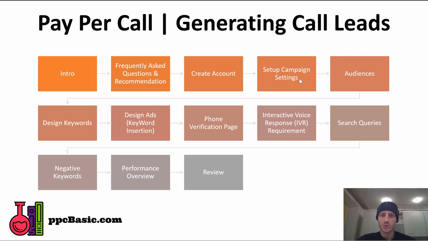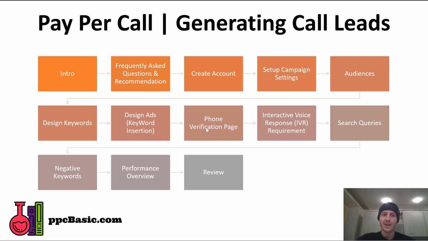We created an account. We set up our campaign settings. We covered audiences very briefly. So these are groups that Google puts people into in order to essentially increase your conversion rate for the clicks and to make sure that the keyword queries are relevant to what you are advertising for. We designed our keywords. So we did a broad match modifier keywords, which included the plus, which is what I highly recommend. We designed our ads, and I always like to do keyword insertions into the ads themselves to make sure that they're hyper relevant to what people are searching for on Google.